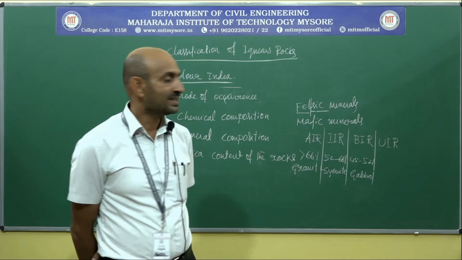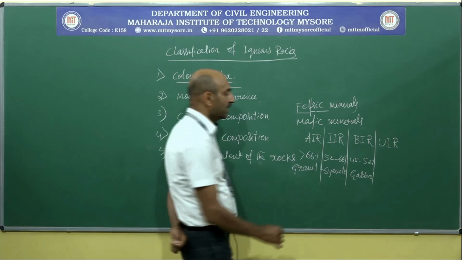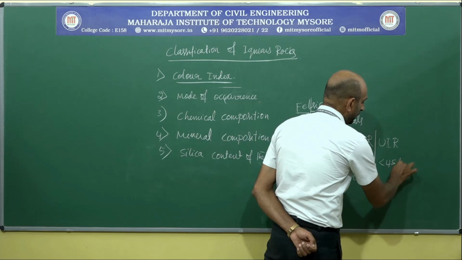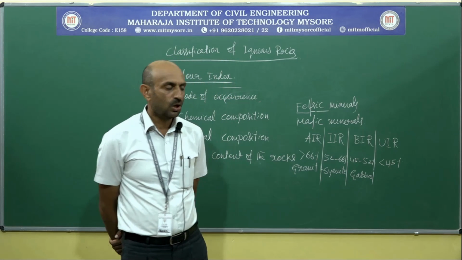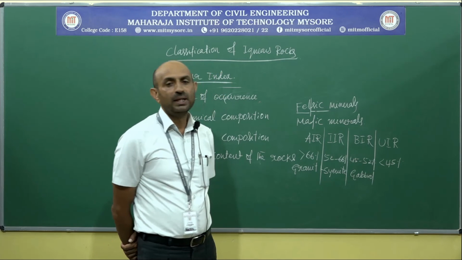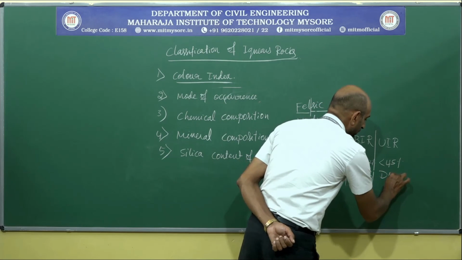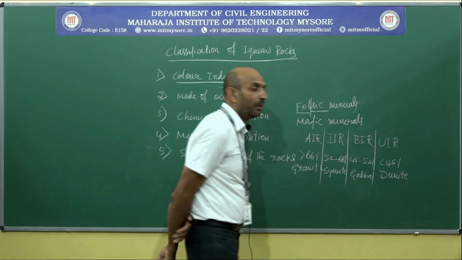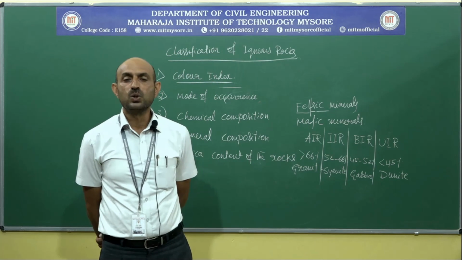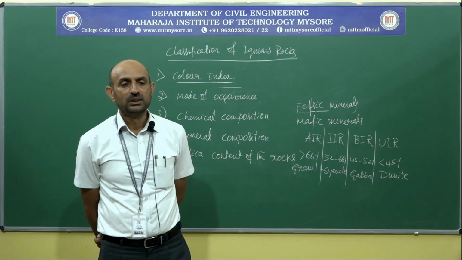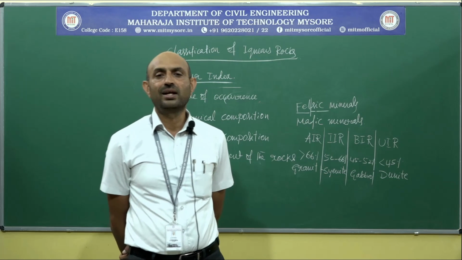The last one, ultra basic igneous rocks. Here the silica content is less than 45%. When silica content is less than 45%, such rocks are called ultra basic igneous rocks. Example, dunite. Dunite is a monomineralic rock in which more than 90% of the mineralogical constituent is olivine mineral. Due to the presence of magnesium and iron, this rock appears in dark color.